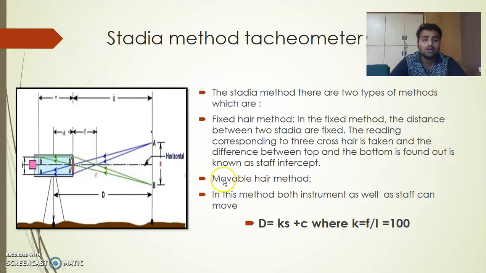The fixed hair method is where the restriction is there in the horizontal direction. We can use the formula D = Ks + C, where C is the correction, S is the stadia intercept, and K is the constant, which is generally focal length divided by i, equal to 100, where i is the stadia interval.